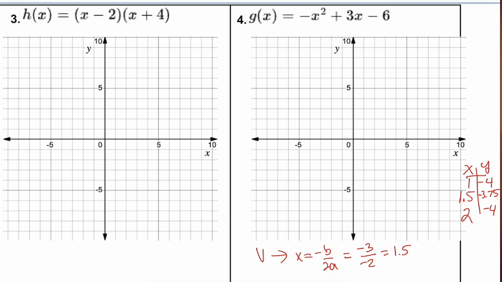Okay. So at 1, we are at -4. And at 1.5, we are at -3.75.